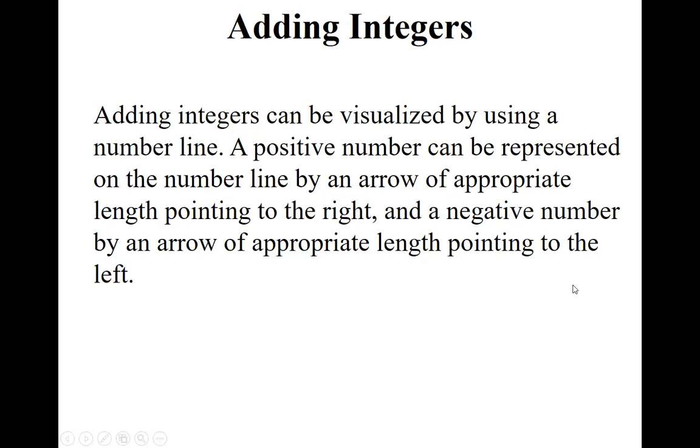Adding integers can be visualized by using a number line. A positive number can be represented on the number line by an arrow of appropriate length pointing to the right, and a negative number by an arrow of appropriate length pointing to the left.